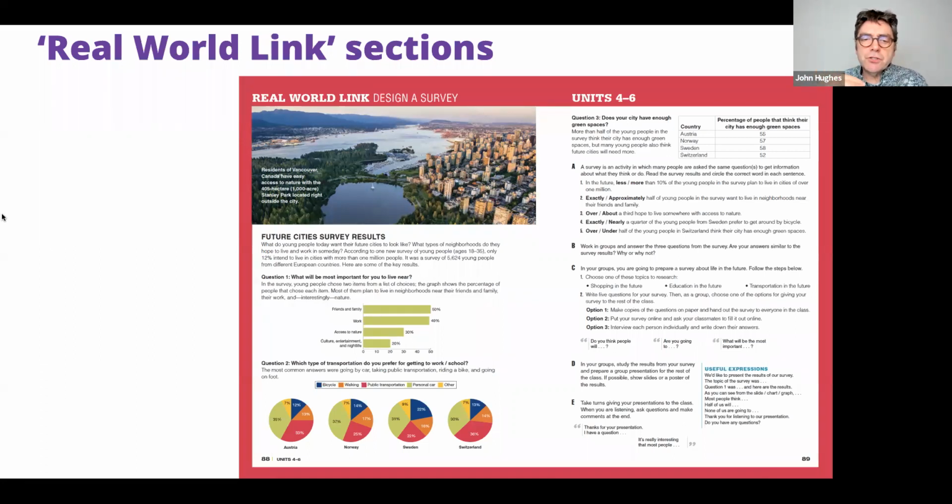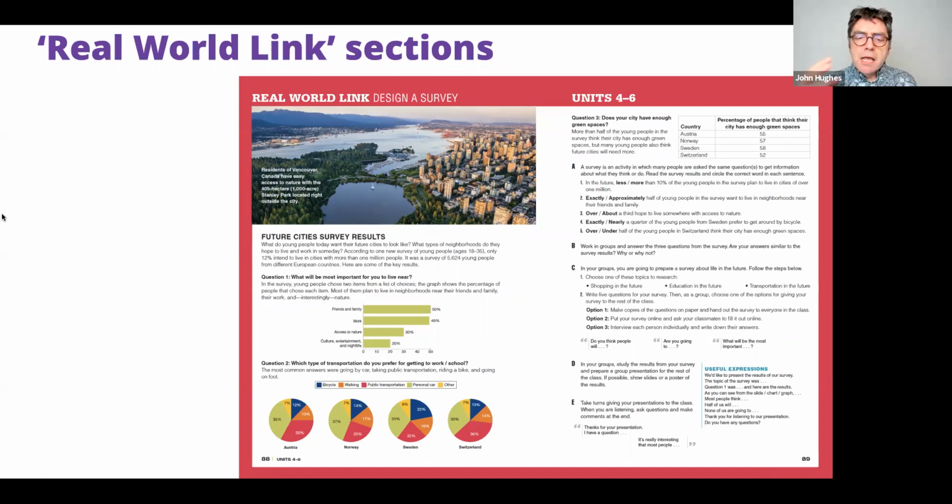So what we've done is introduce the Real World Link pages. Now these come after every 3 units. They're 2 pages, and usually there's some kind of text. There might be a listening, there might be a reading text, there might be something visual, but something to get students talking. So on this page, students are looking at the results from a survey into future cities and what young people want to see in their future cities. What do they expect from city life in the future? So it's the type of student you would expect to be using the book, is taking part in this survey.